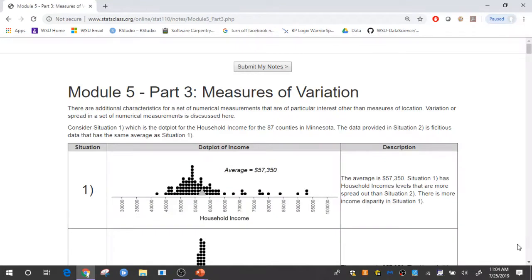So there are additional characteristics for a set of measurements that are of interest other than just the measure of location. Here we are going to discuss measures of spread.